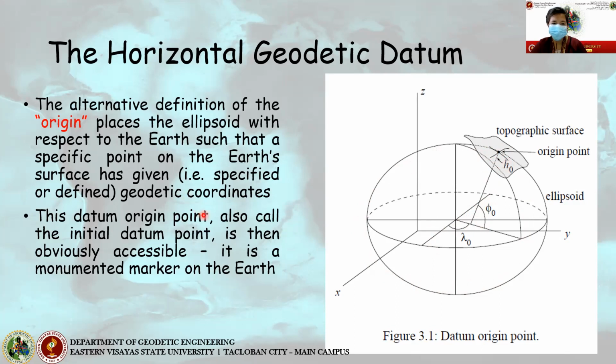So this datum origin point is also called the initial datum point. We are not going to call it origin again, but an initial datum point, which is obviously accessible since we can directly establish a point and observe using a total station or GPS instrument on the surface of the Earth, since it's impossible to establish it at the 0, 0. So this initial point is the position where we can observe on the surface of the Earth. So that is how the geodetic datum is now being established.